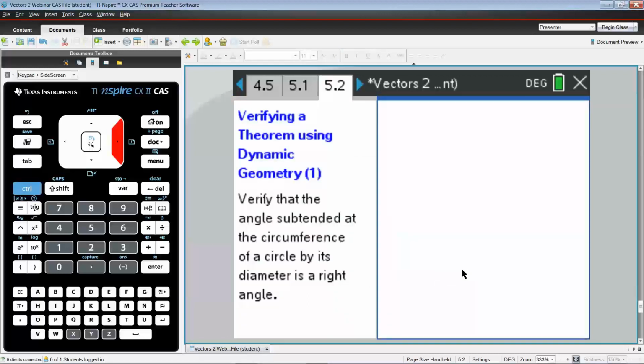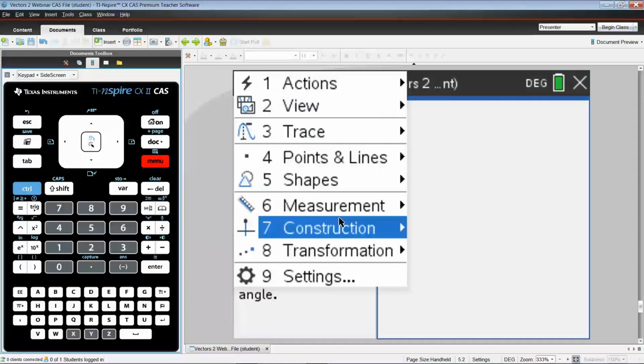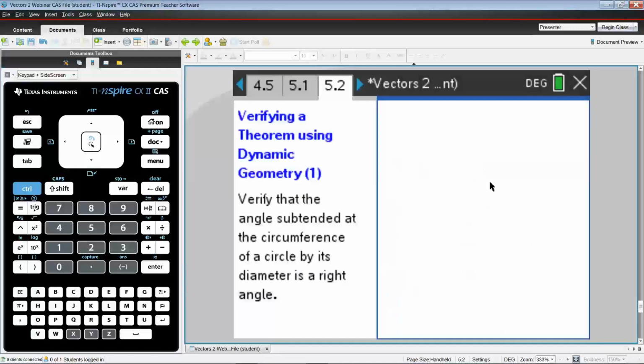First of all, we've got to verify that the angle subtended at the circumference of a circle by its diameter is a right angle. So this is the classic proof. There's multiple ways to do this proof, but I'm going to show you how to verify this using dynamic geometry. So what I've got here is a geometry page.